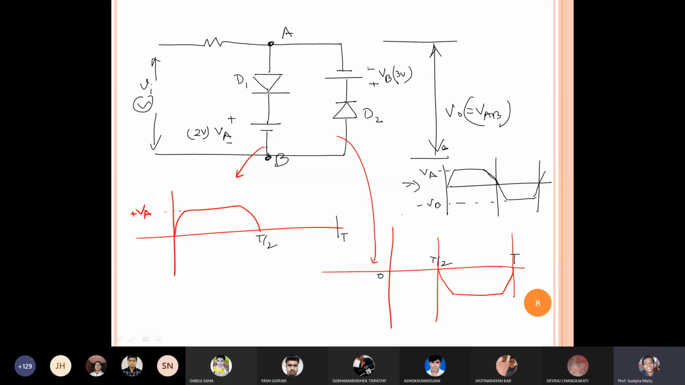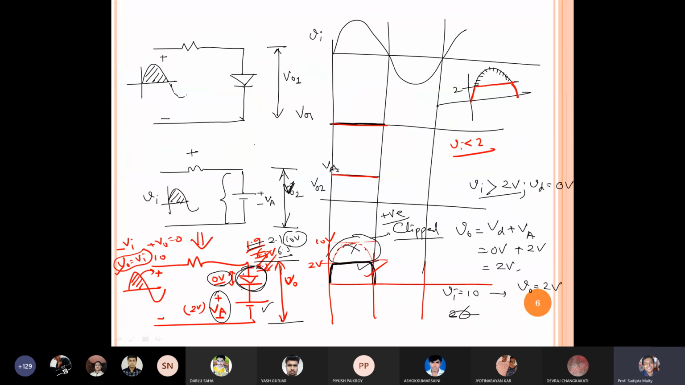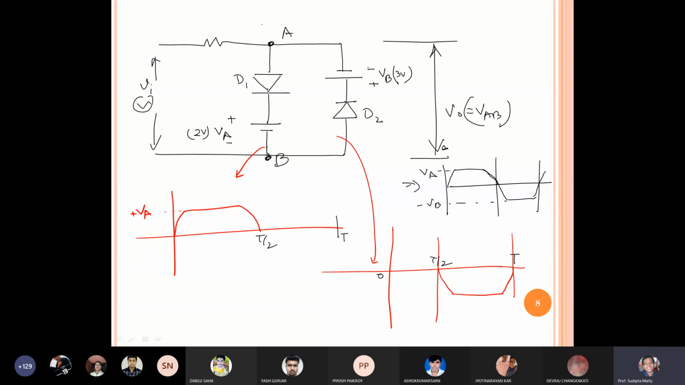Yes, speak. Sir, here there is 2 volt and 3 volt, so sir, there should be 2 steps, right? No. You check. Here I am giving 2 volt because initially we solved this problem using 2 volt. You check this circuit. Suppose this circuit is circuit 1, this one, okay, and this circuit is circuit 2.